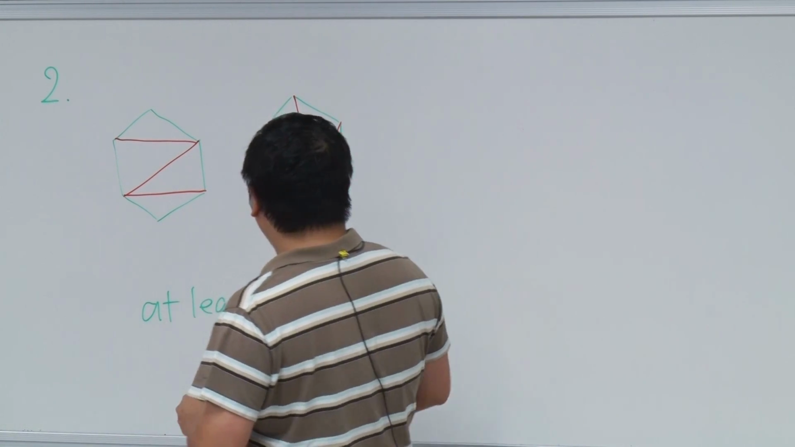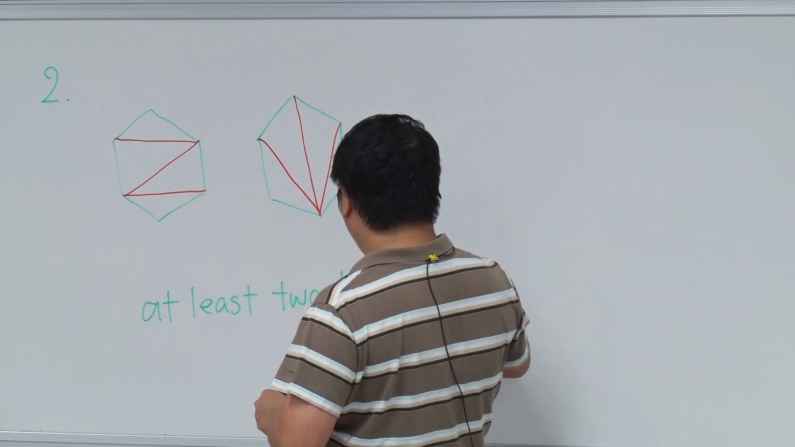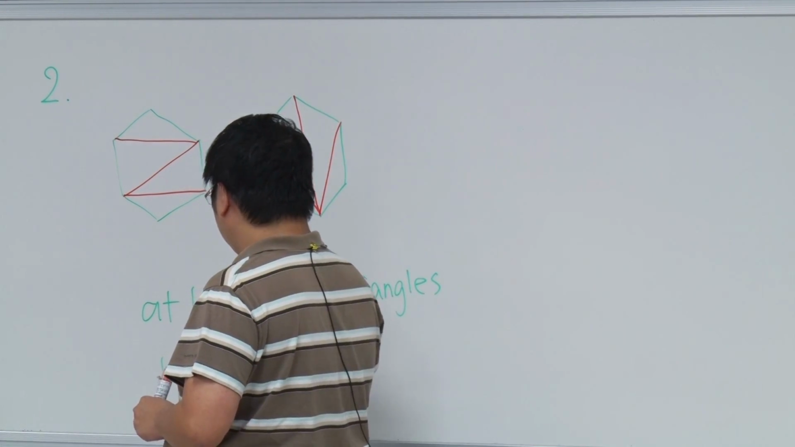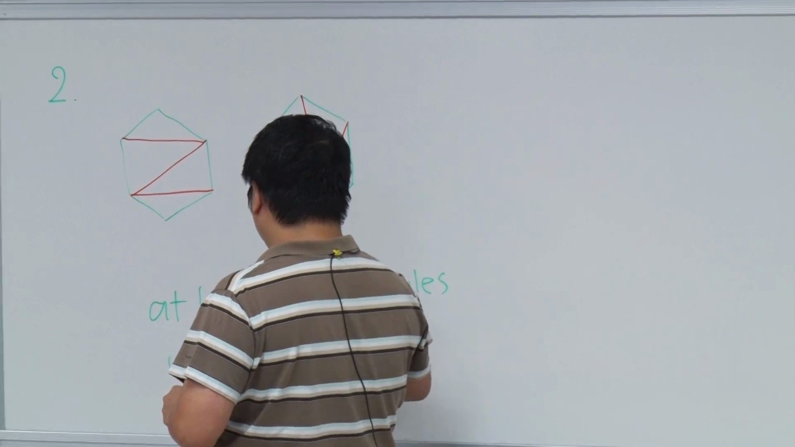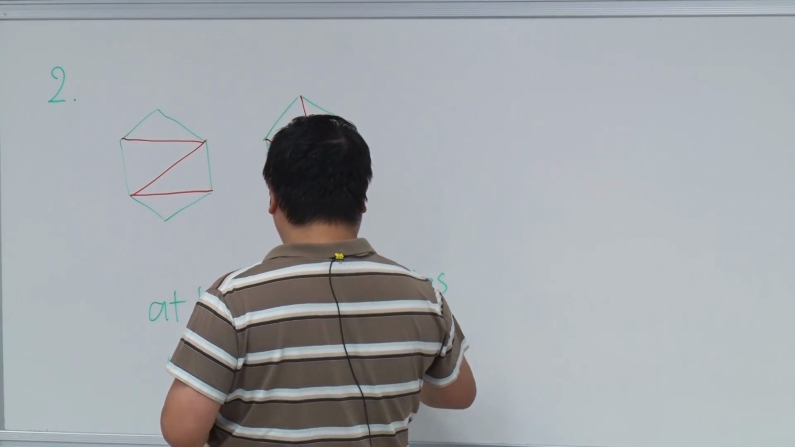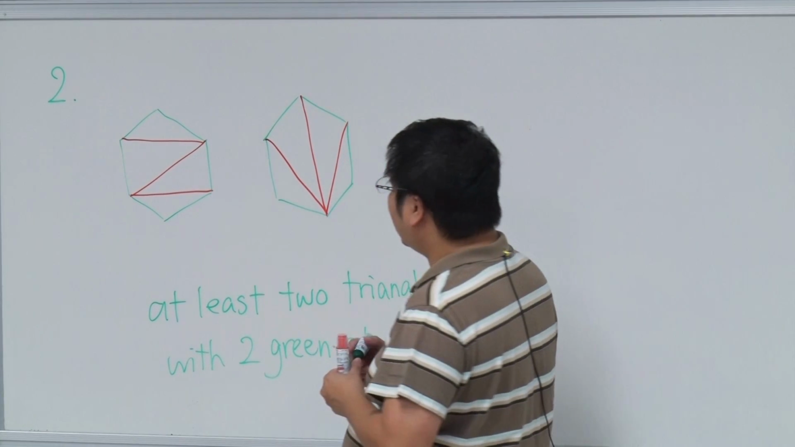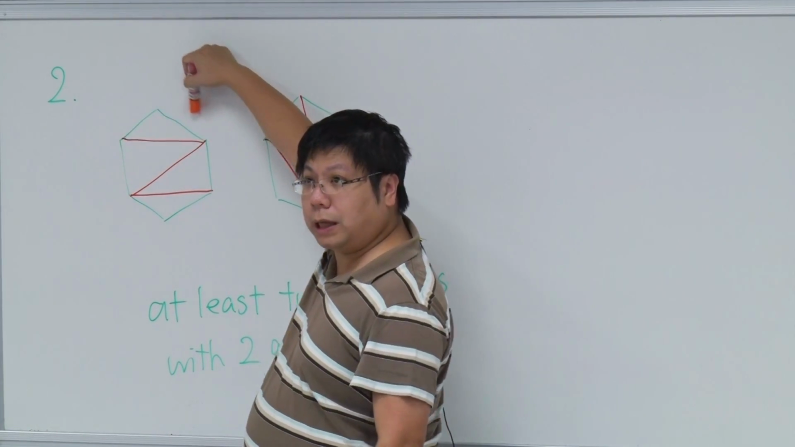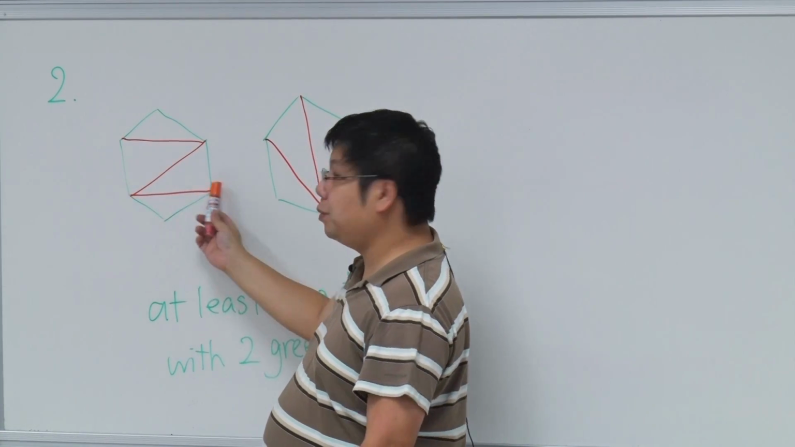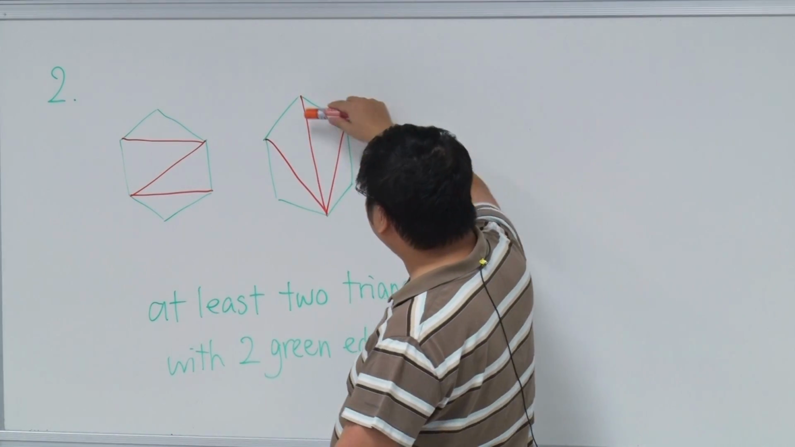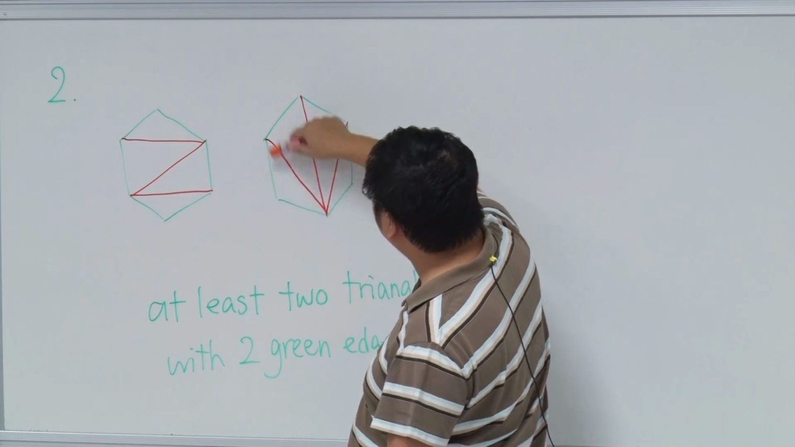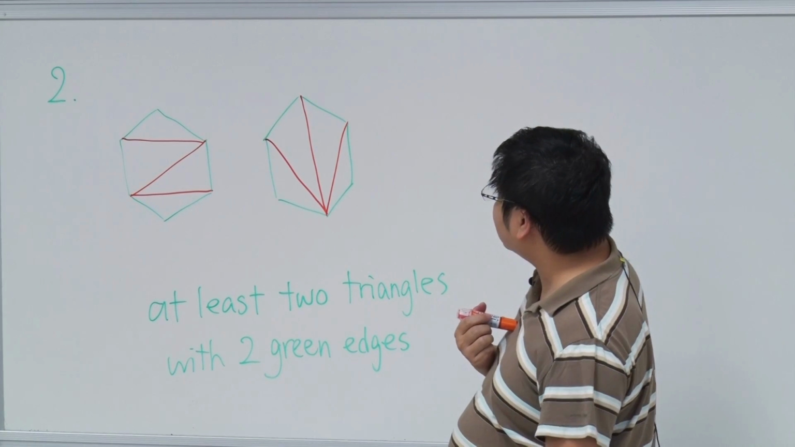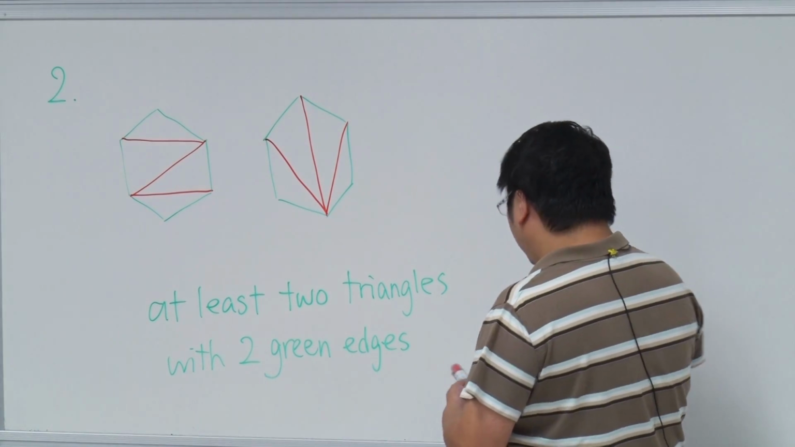two triangles that we form with two green edges. Here in this example, this is one triangle with two green edges, and this is another triangle with two green edges. And for this one, there's one here and there's one here. It makes sense, right? And actually, in some cases, you may have three.